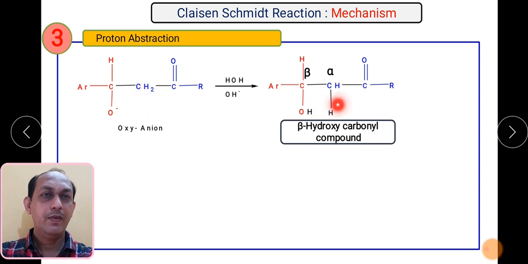Here I have written it differently. One of the protons I have written separately. Here CH2, here is also CH2, but I have written the proton separately. Whatever beta hydroxycarbonyl compound is formed, the next step is the removal of water. So let us see how the water is removed. Alpha H and beta OH are being removed.